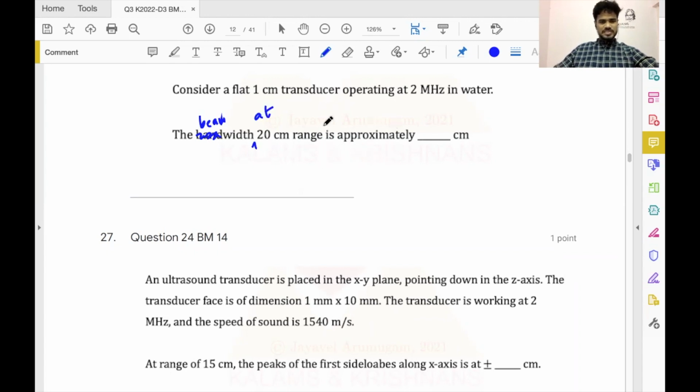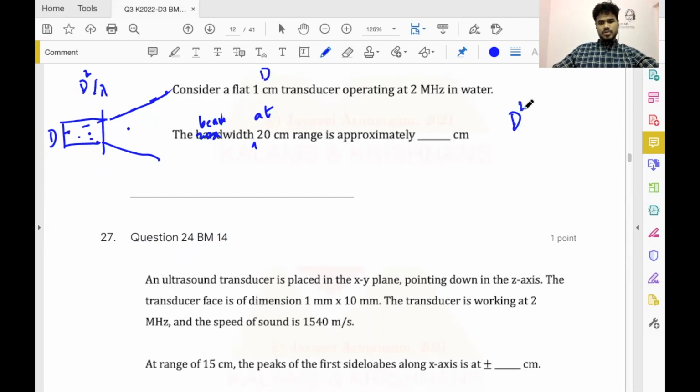I think from yesterday's class, we know what we are referring to. We start with this: we have a geometric region, and then we have a Fraunhofer far field region, right? So are we here or are we here? What is this d squared by lambda, the geometric region given this? d is given. Can you quickly find what d squared by lambda is to determine which region we are in?